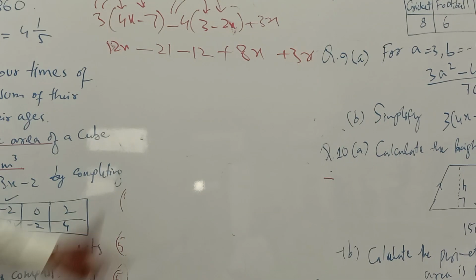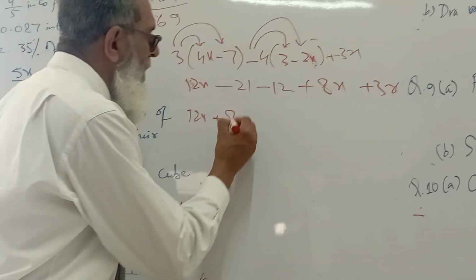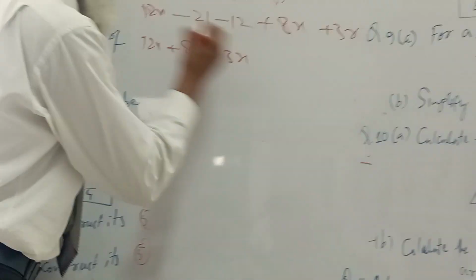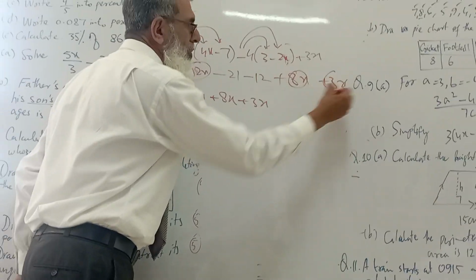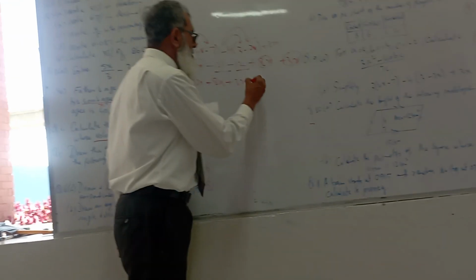Now we see the like terms, the variable terms first. 12x plus 8x plus 3x, these are all our x terms. We put them together, and then arrange the numbers, minus 21 minus 12. These have the same sign so we add them. 23x.